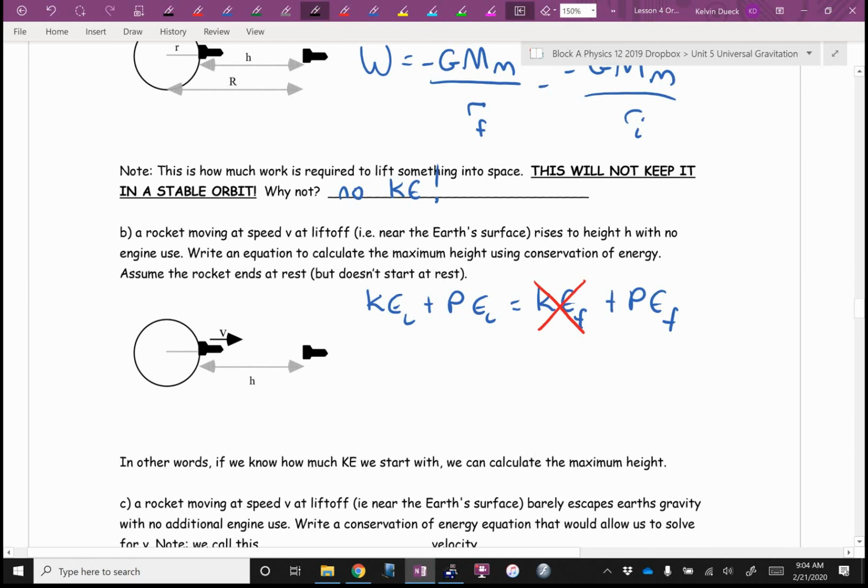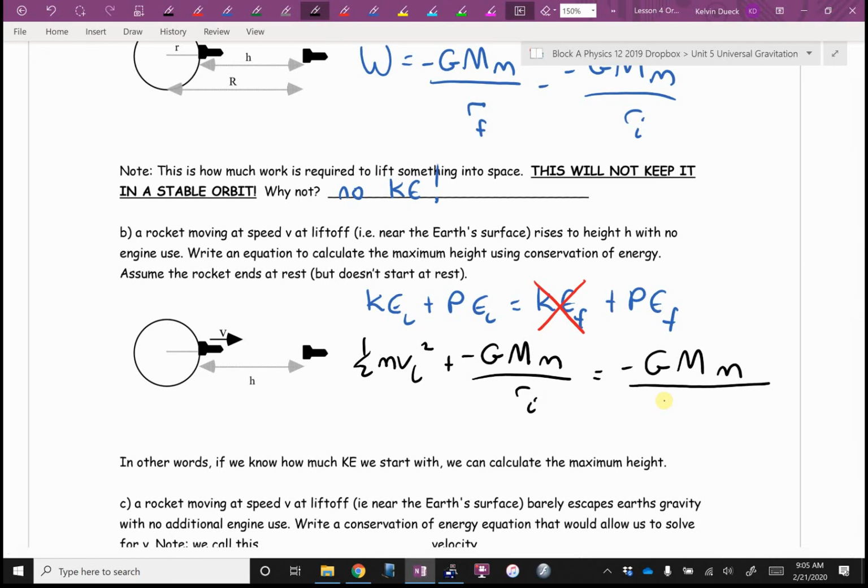So this would end up becoming a half mv initial squared plus negative big G, big M, little m over R initial equals negative big G, big M, little m all over. Did they talk in this question about height or about radius from the center of the Earth? Look at the picture. Okay, so it would be height plus the radius of the planet that would end up going there.